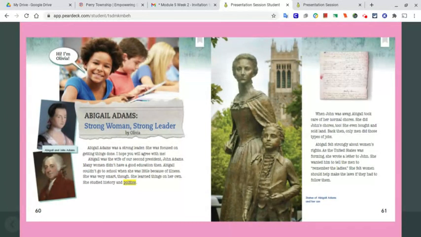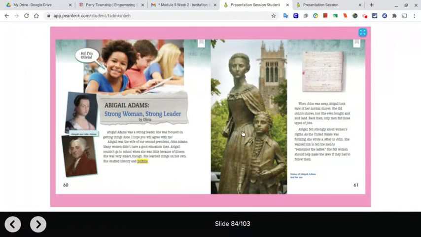When John was away, Abigail took care of his normal chores. She did John's chores, too. She even bought and sold land. Back then, only men did those types of jobs. Abigail felt strongly about women's rights. As the United States was forming, she wrote a letter to John. She wanted to tell the men to remember the ladies. She felt women should help make the laws if they had to follow them. There's a statue of her and her son. Okay, so let's go to the next page.